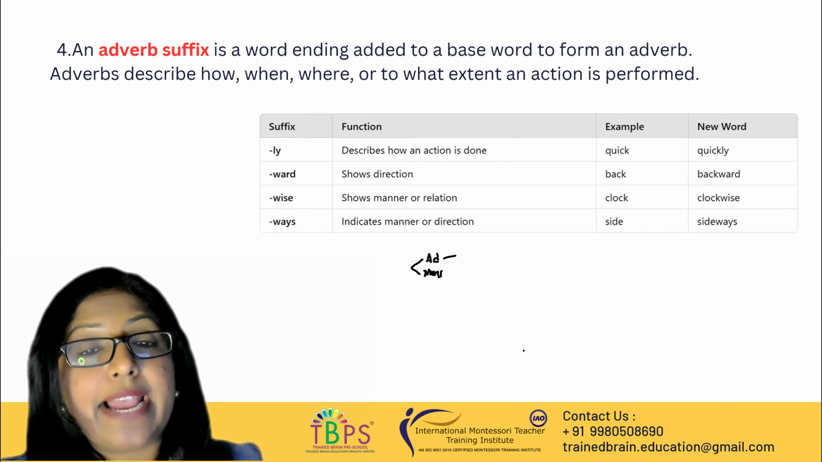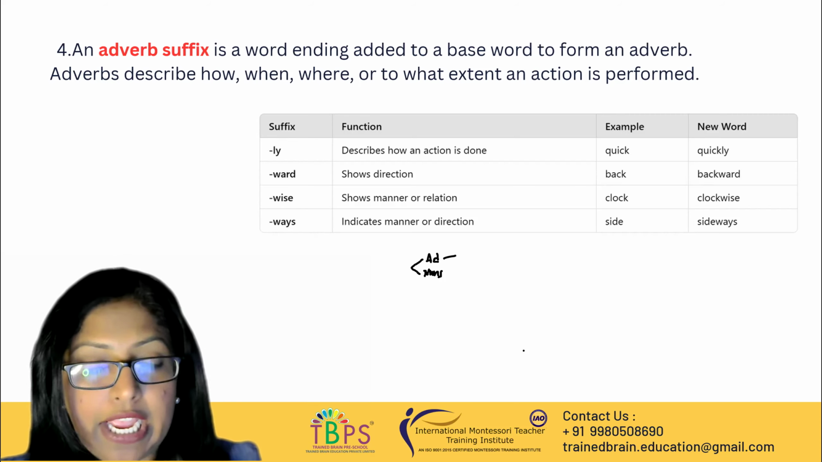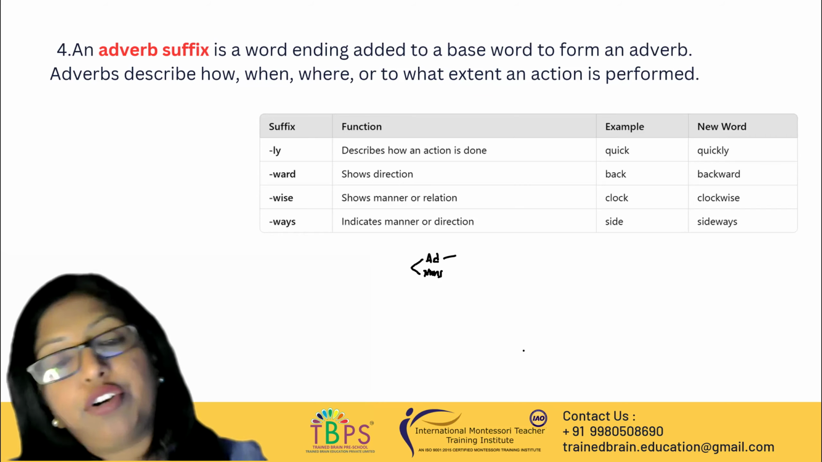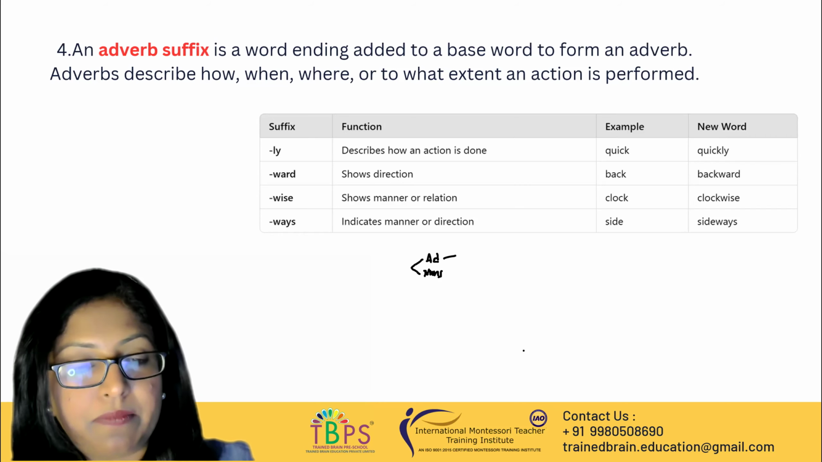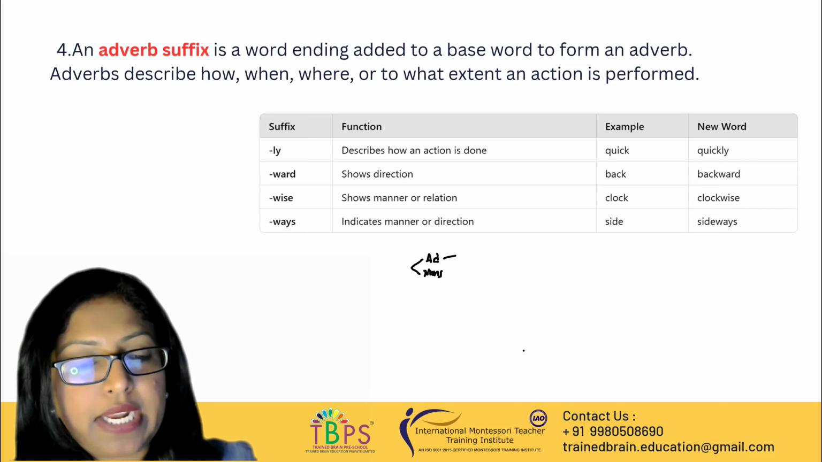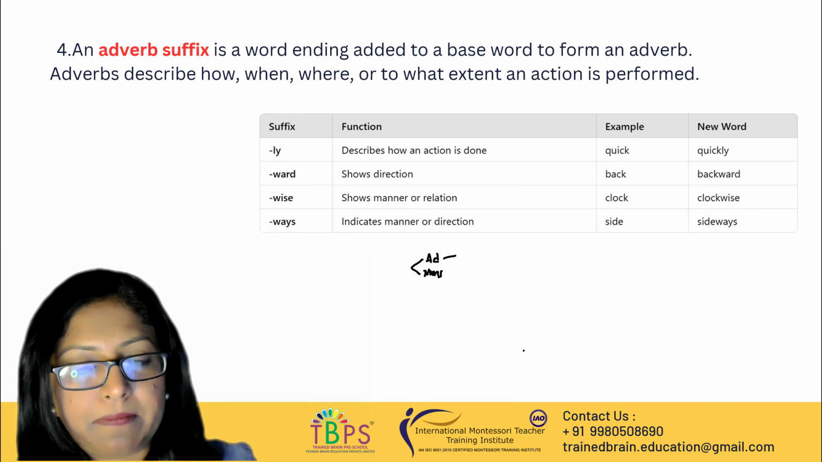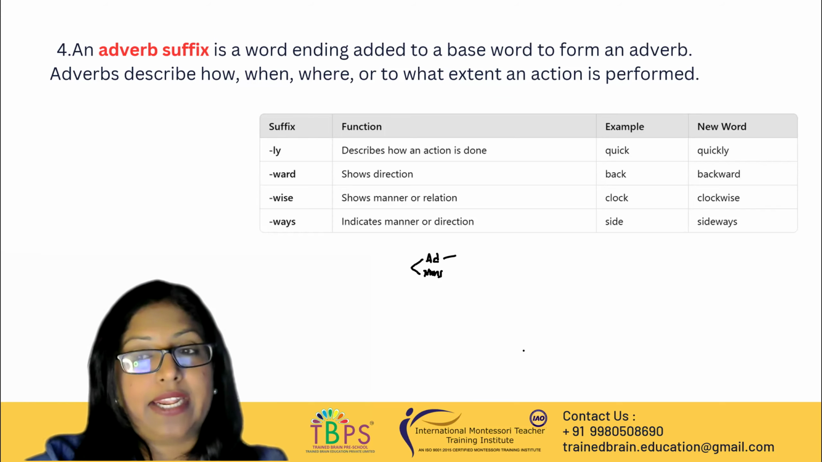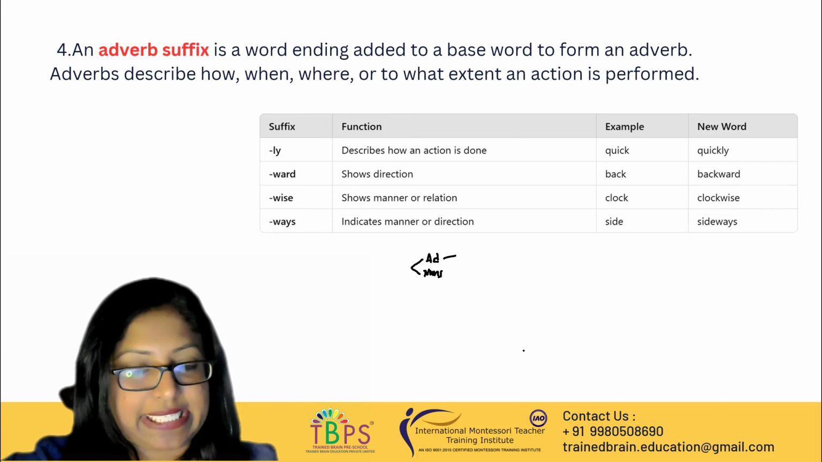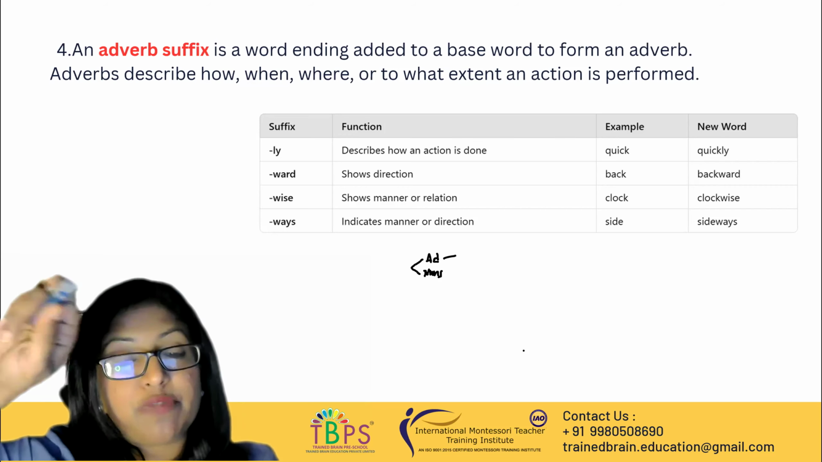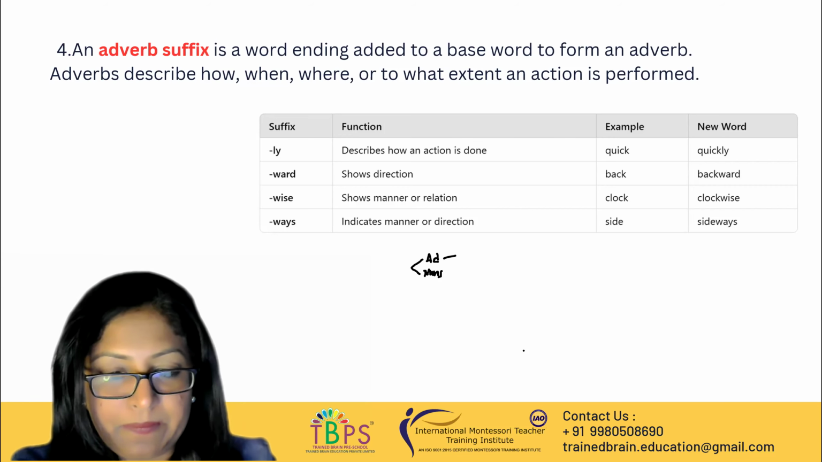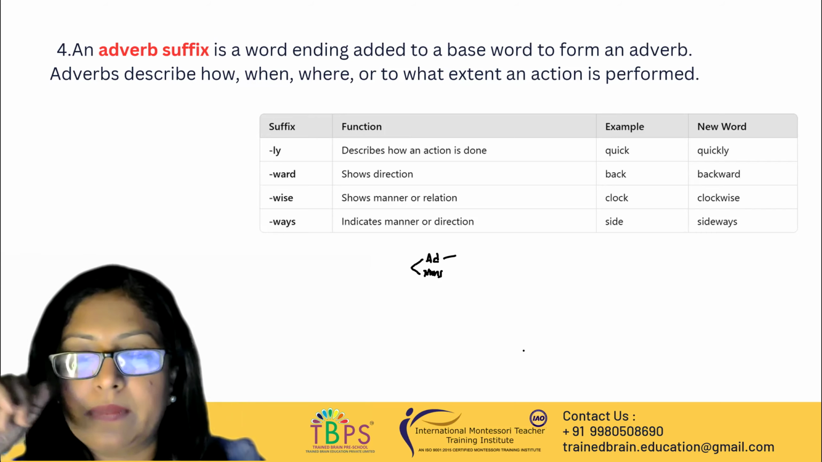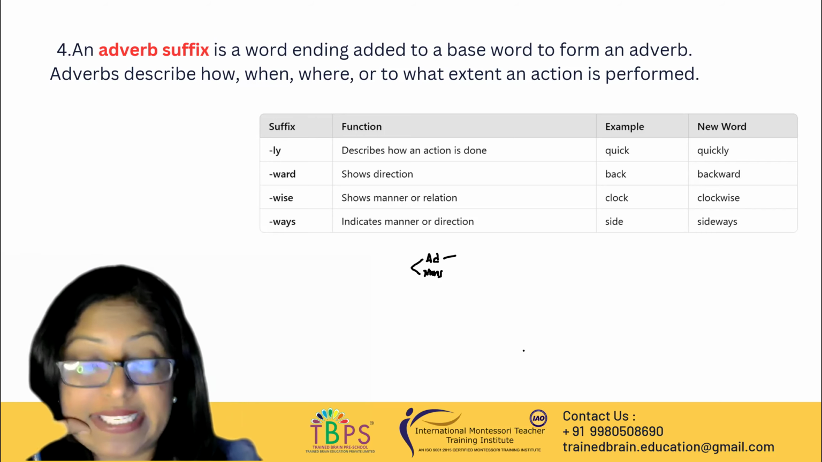When I add WISE, it shows me the manner or the relation. So what does that mean? Manner. What manner? For example, if the clock is rotating, it is going clockwise. See, it is showing me in which manner it is actually moving. Likewise.